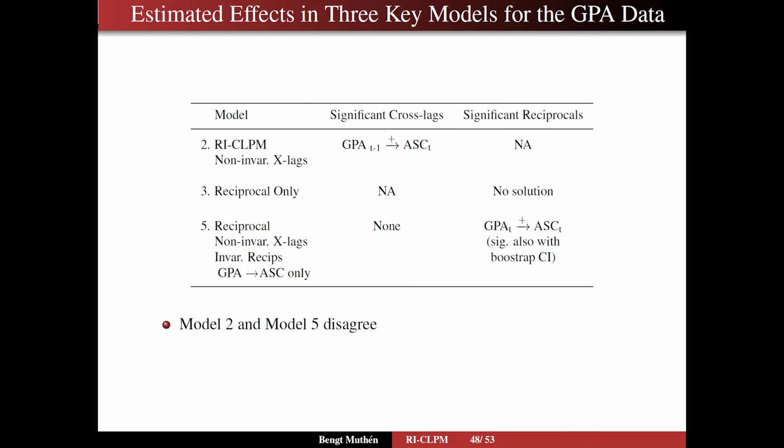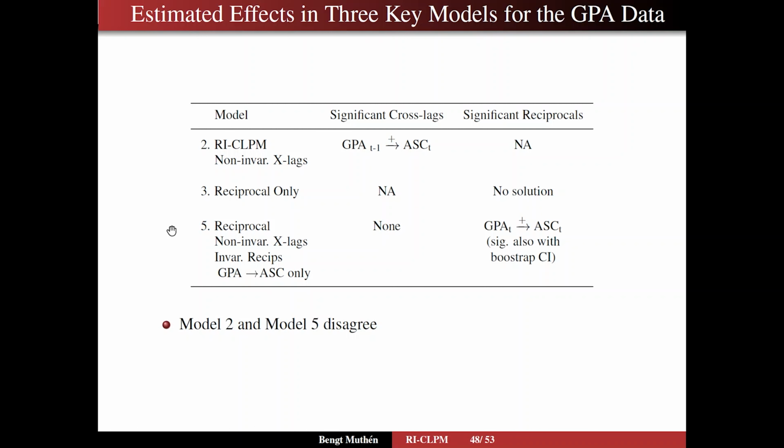Turning to slide 48, we have a summary of the estimated effects for these three key models for the GPA data with t equals 5. So the first model is the classic random intercept cross-lag panel model, and we found significant cross-lag there from GPA at t-1 to academic self-concept at time t. That model does not allow any reciprocals. For model type B, the reciprocal only model, we could not find a solution, so we put that aside.